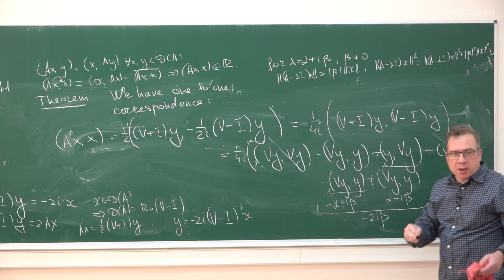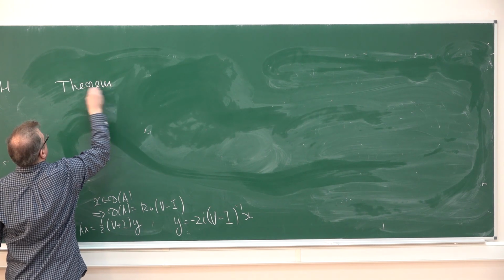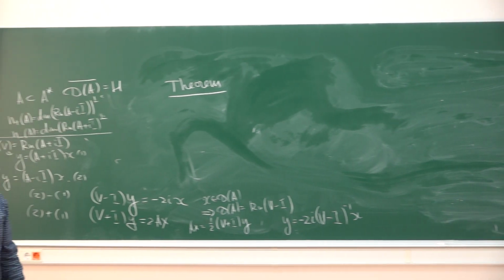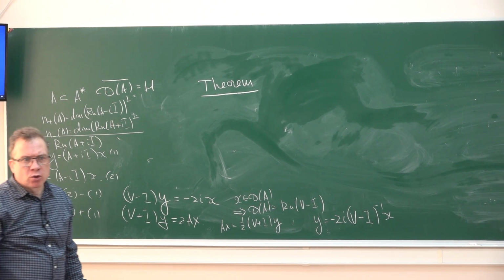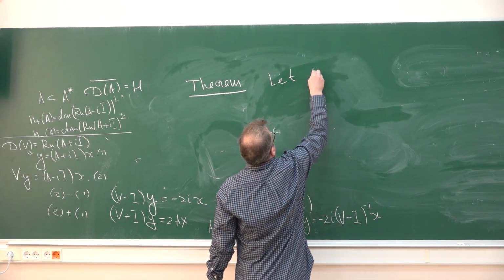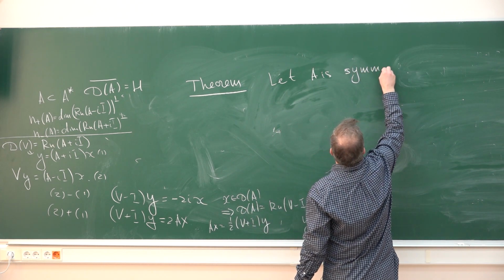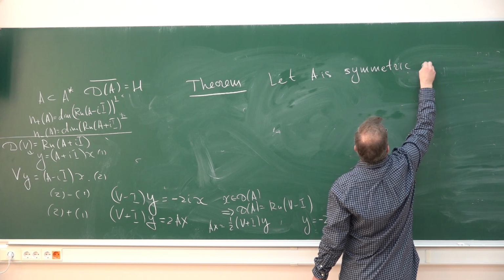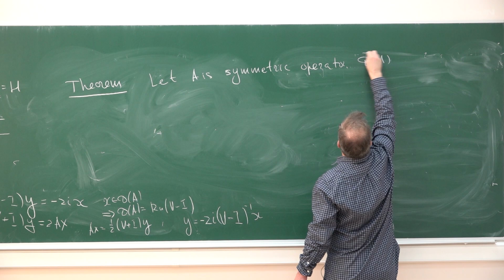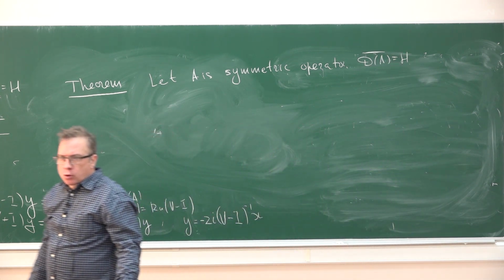So we obtain that the operator is symmetric. So we can describe the domain of the adjoint operator to the symmetric operator. So let A be a symmetric operator with a dense domain, so it has an adjoint operator.